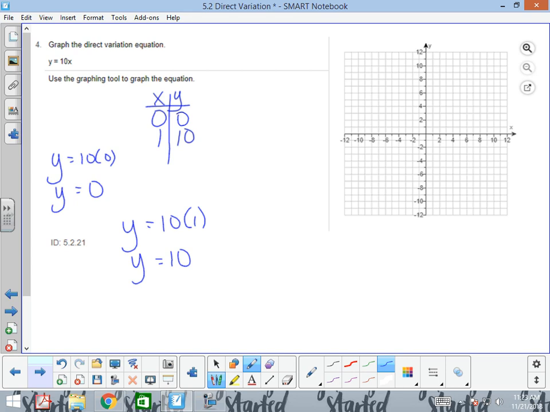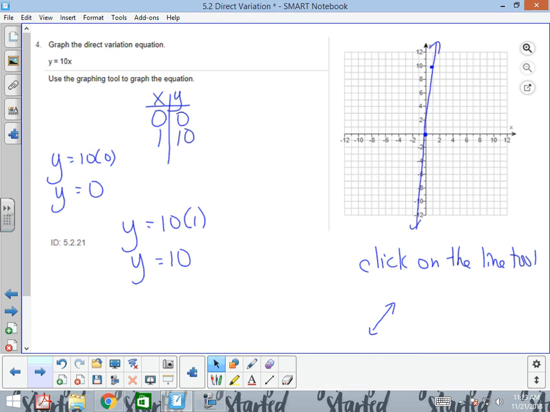Okay, so we're going to first click on the line tool. The line tool is down at the bottom, and it looks like a straight line. So click on that, and then click on the graph, and you're going to put a point, so you have to click on it, at 0, 0. Then you're going to make your next dot be 1, 10. So go to the right one and up 10. Okay, and it draws a line.